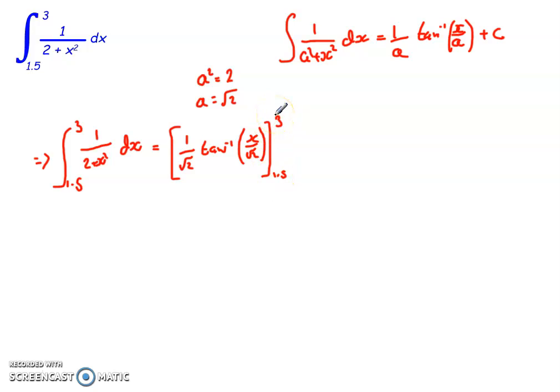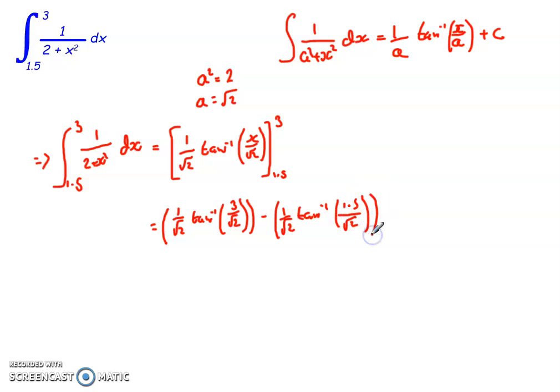Now just like a normal integration at this point, we do top limit, take away the bottom limit, and we get a solution from that. So what this is going to give me is 1 over root 2 times tan minus 1 of 3 over root 2, take away 1 over root 2 times tan minus 1 of 1.5 over root 2, close that bracket as well.